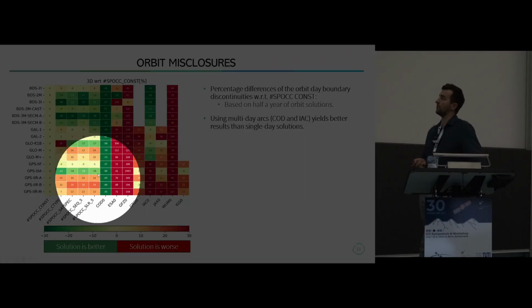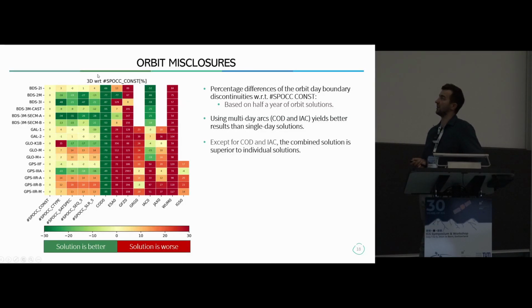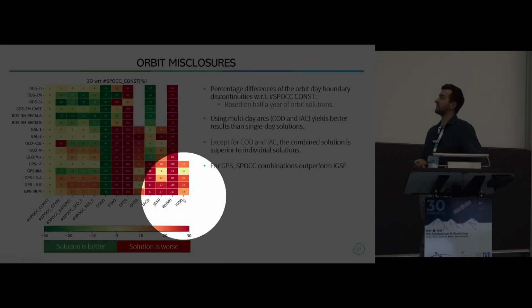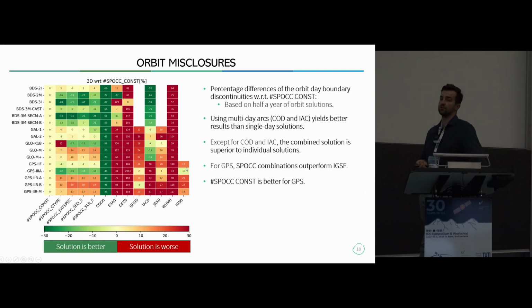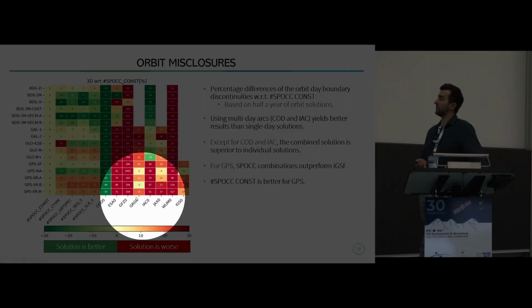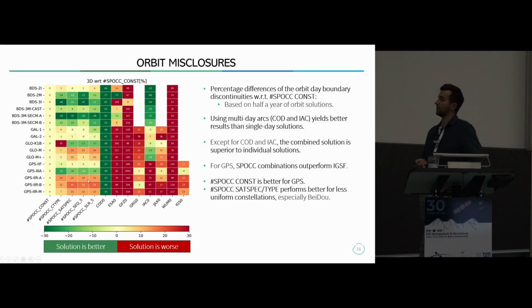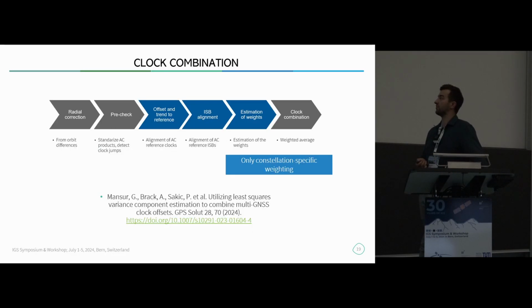First we need to notice that using multi-GNSS arcs, as CODE and GFZ do, yields better results than single-day solutions. These are here. And except for CODE and ESA, the combined solution is superior to individual solutions. And for GPS, our combination outperforms IGS final, which is here at the end. The constellation-specific weighting is better for GPS, while the satellite-specific and type-specific weighting perform better for less uniform constellations, especially BeiDou. And using the sequential approach has rather minor impact in this case.